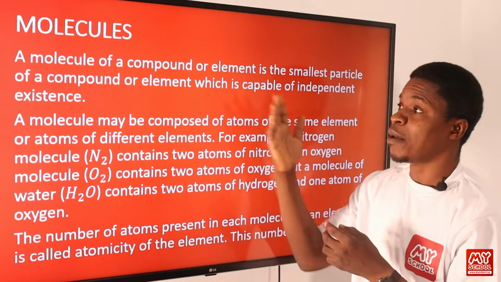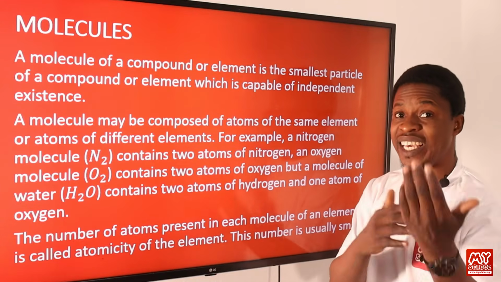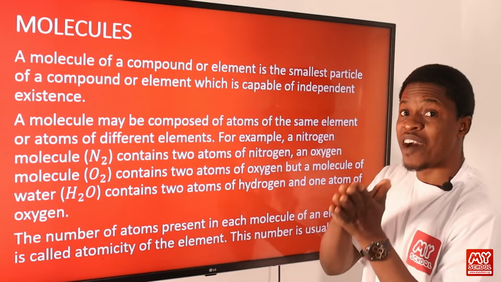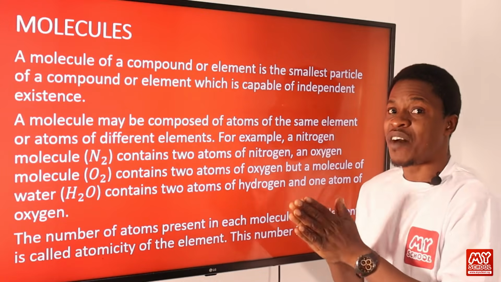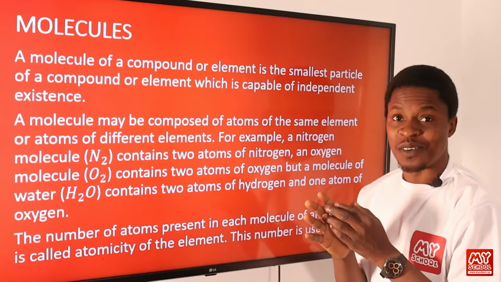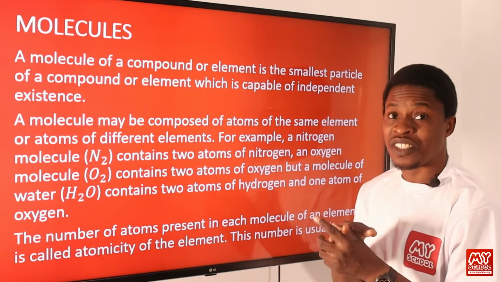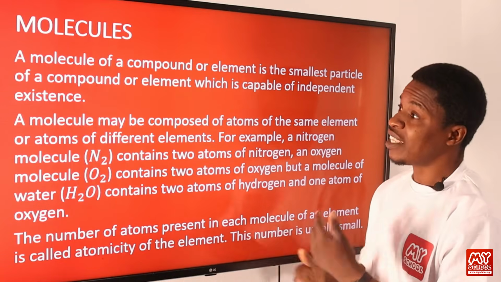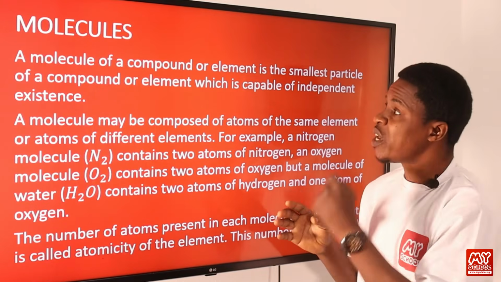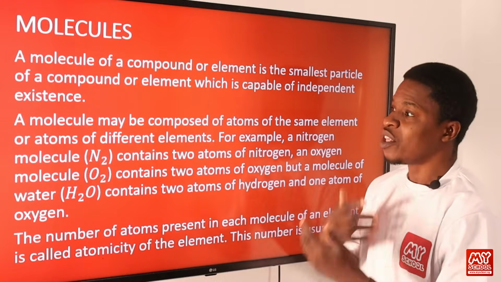We are saying compound or element because we can have molecules that exist as compounds, like H2O. H2O is a compound, but that is actually the molecule of water. We can also have a molecule existing as an element. If we have a diatomic element, we can say that is also a molecule. So we can have the hydrogen molecule, that is H2, the nitrogen molecule, that is N2, or the oxygen molecule, that is O2, and so on and so forth. So a molecule of a compound is the smallest particle of that compound which is capable of independent existence. It can exist on its own. It can go through other reactions.